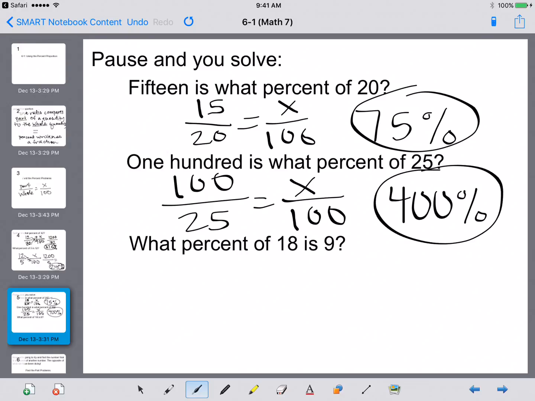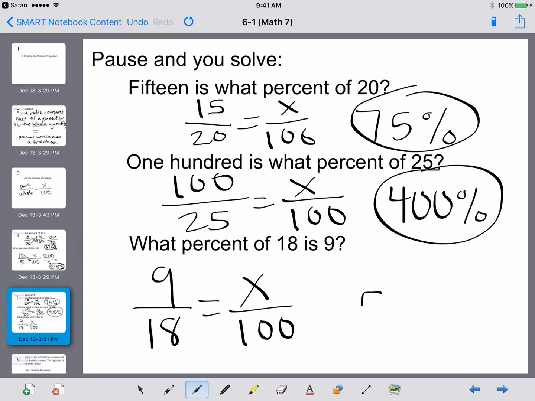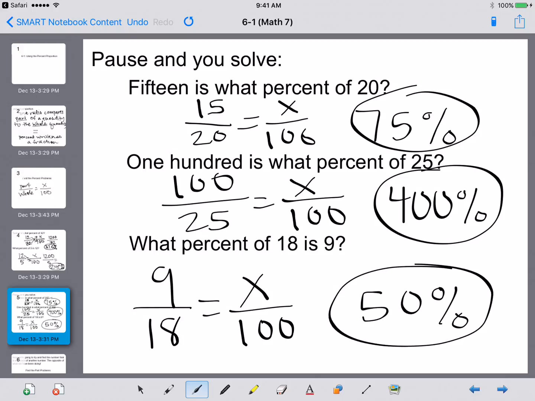And what percent of 18 is 9? Since it's of 18, that goes on the bottom. X over 100, because we're looking for a percent. And that one is 50%. So check your work there and compare, and remember we're always cross multiplying and dividing like we did last unit.